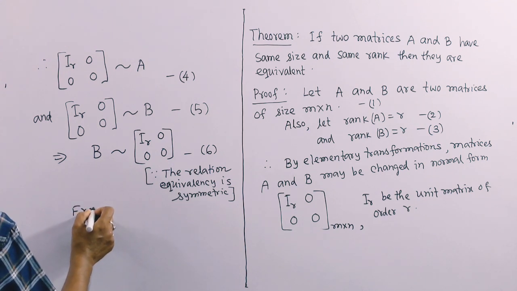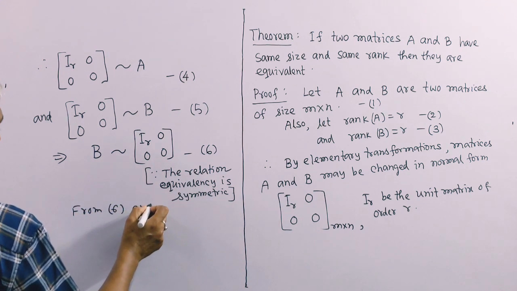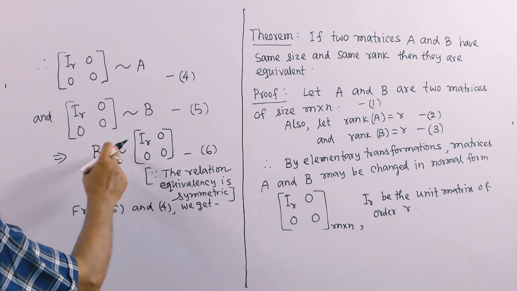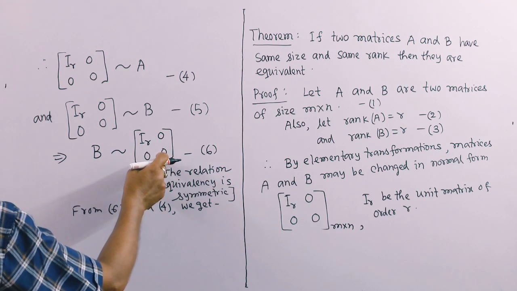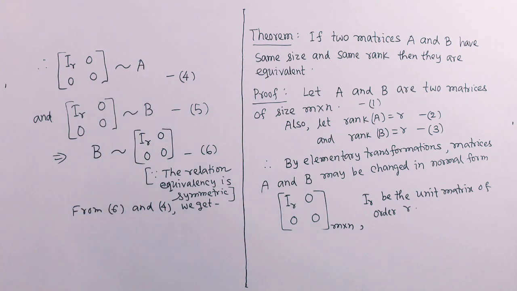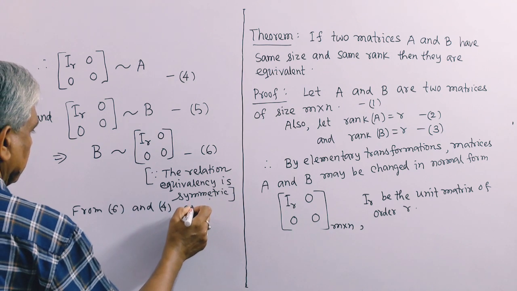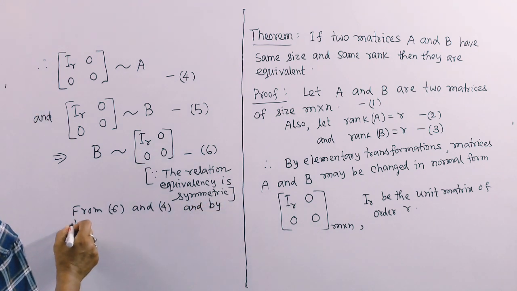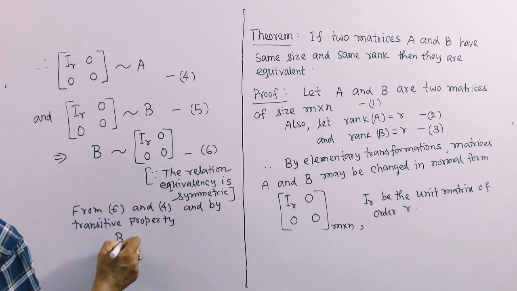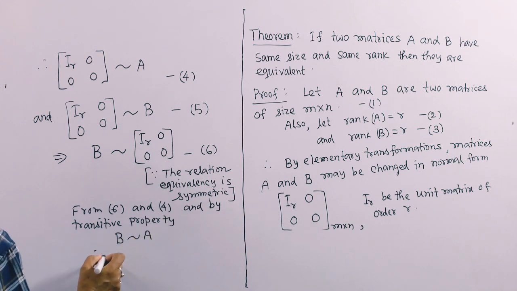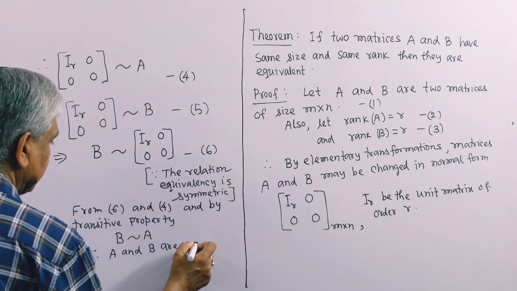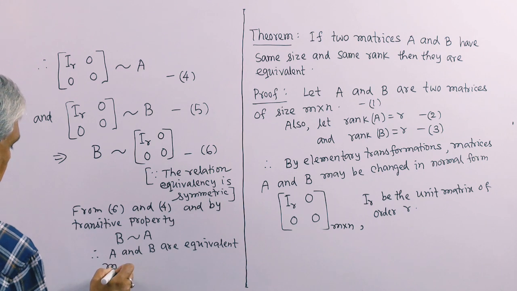From 6 and 4 we get B is equivalent to this matrix normal form, and the normal form of the matrix is equivalent to A. Then by the transitive property, B is equivalent to A. Therefore, A and B are equivalent matrices. Proved.